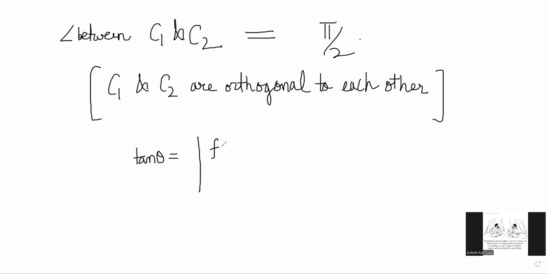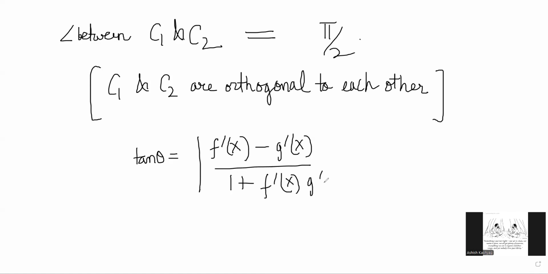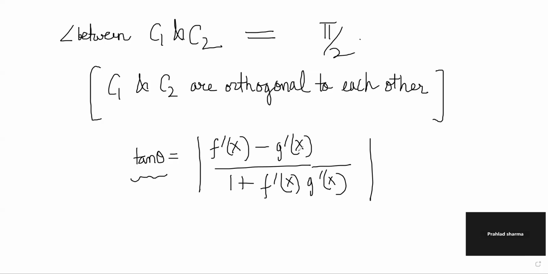Tan theta was f dash x minus g dash x by 1 plus f dash x g dash x, right? If f of x and g of x are the curves, this was the way in which we find tan theta, the angle between the curves, correct? Yes, sir. So now if theta is supposed to be pi by 2, then tan theta is tending to infinity, right? For orthogonal intersection.